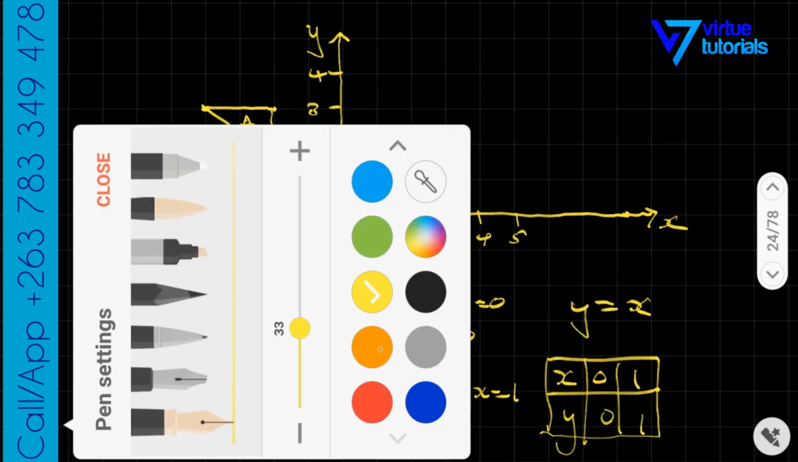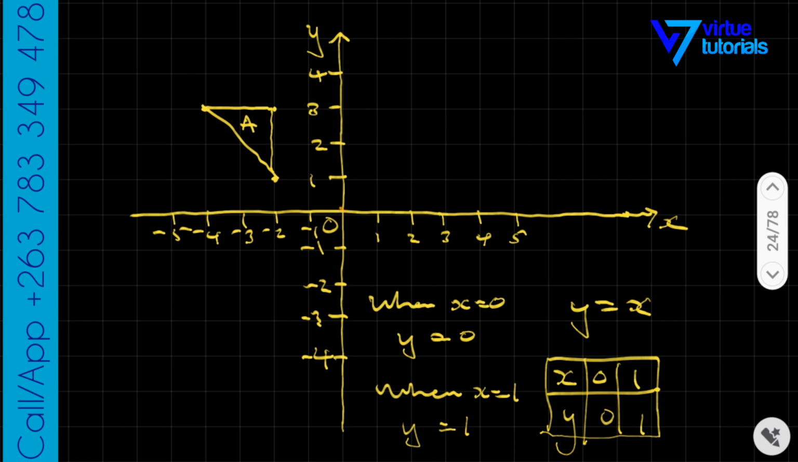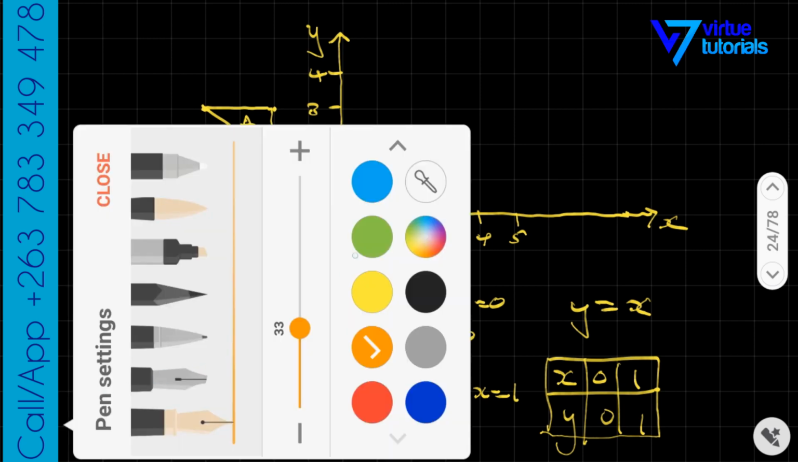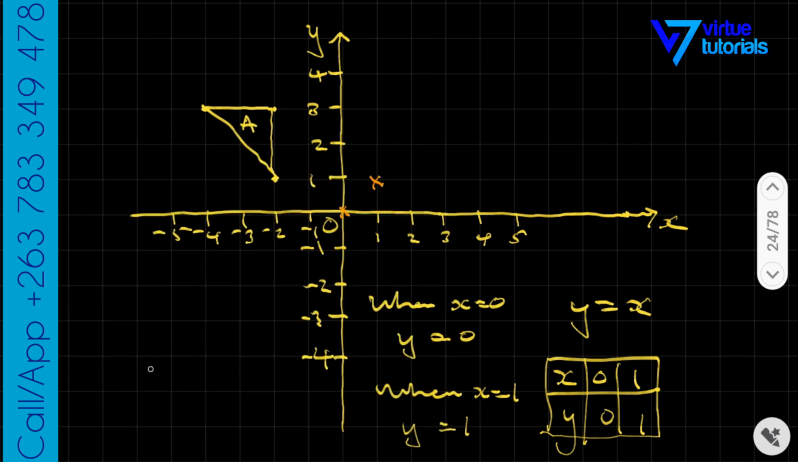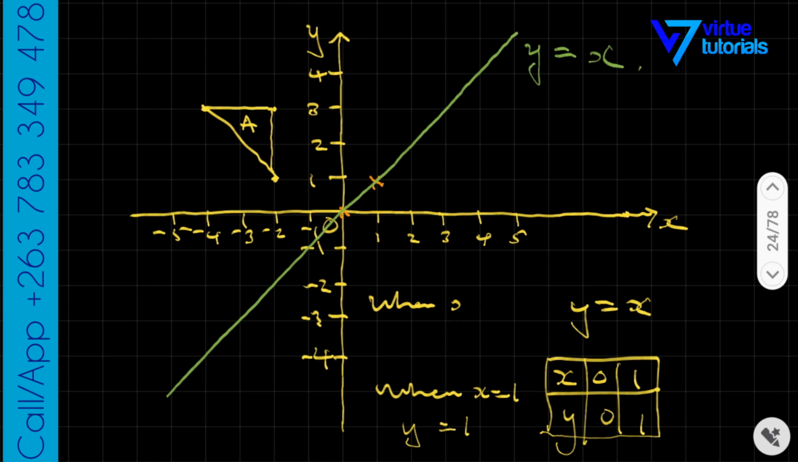So if we mark those points here, the point 0, 0 is this one, and the point 1, 1 is that one. Okay, so that's how you mark those points. Once you've marked those points, you can now draw a straight line which passes through those points with your ruler. That line is my line y is equal to x. If you think this is a difficult process, you can go and watch the video series on lines. So I'm just going to erase this so that I make space for my work to come.